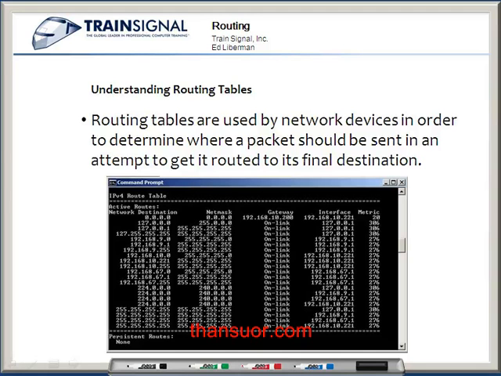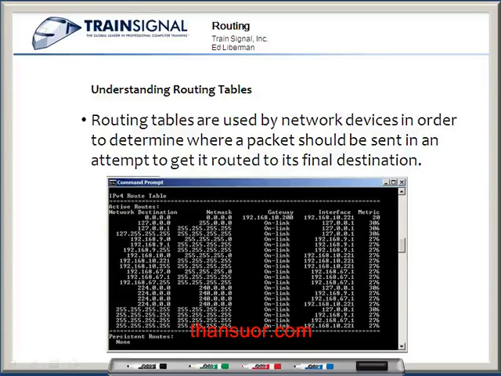So, what is a routing table? Well, routing tables are used by network devices in order to determine where a packet should be sent in an attempt to get it routed to its final destination. Now, when we say network device, any network device, whether it be a computer, whether it be a router, or heck, it could even be a computer acting as a router, right? Because if you take a computer and you put two network cards in it and you have an operating system that supports routing, well, now you have a router that looks like a computer.